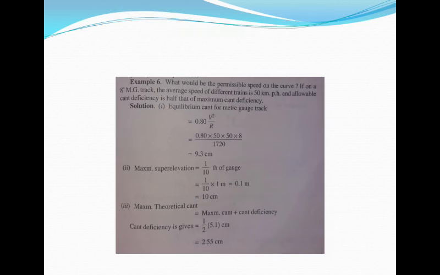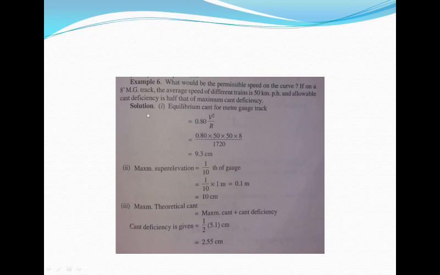So the restricted speed on the main track is equal to 67.4 kmph, which can be equated to 65 kmph, right? This is how we can solve this problem. Hope you have understood this problem. Let us move on to our next problem.